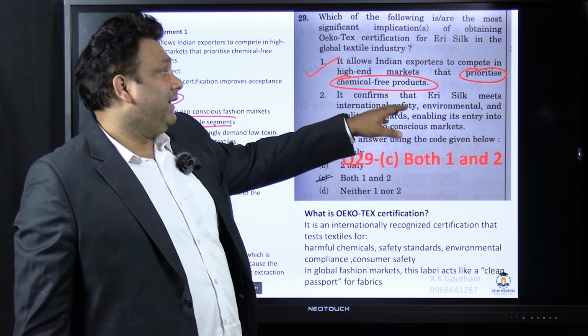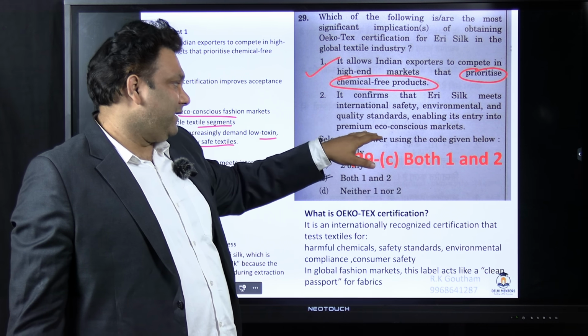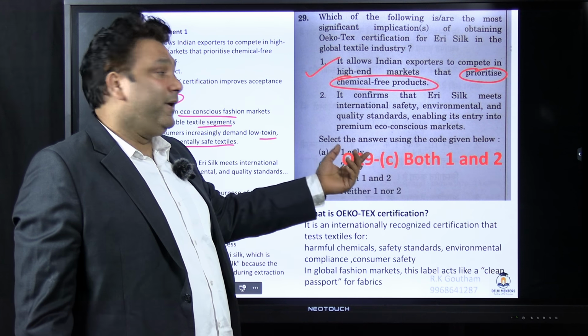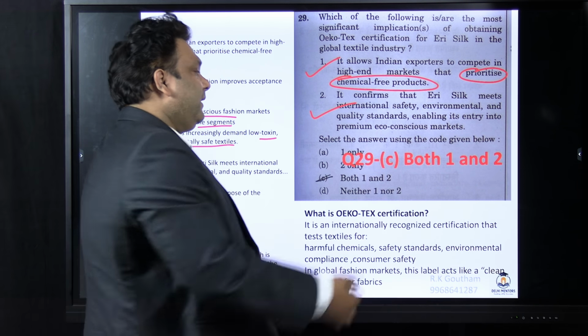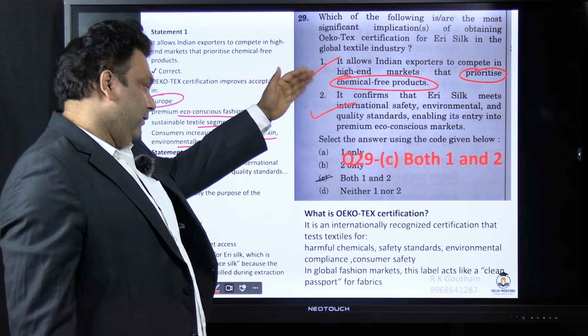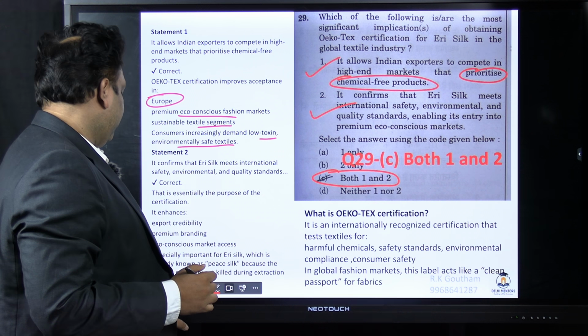It confirms that Aries silk meets international safety, environmental and quality standards, enabling its entry into premium eco-conscious markets. This statement is again right. This has been in the news as well. So both the statements are right. So the answer is C here.